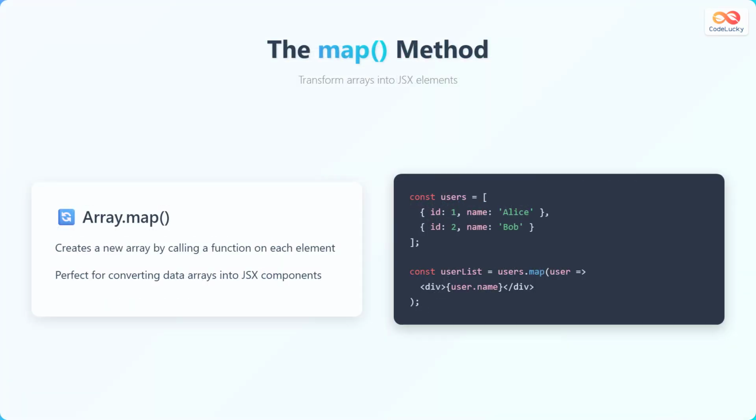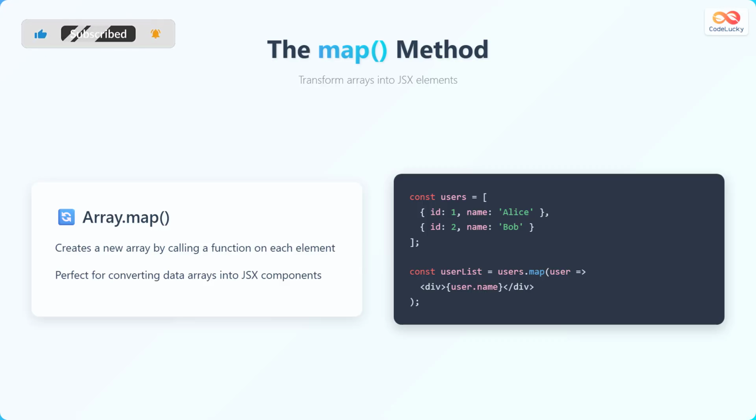Let's dive deeper into the map method in JavaScript. The map function is a powerful tool for transforming arrays into JSX elements in React. It creates a new array by calling a function on each element in the original array. This is perfect for converting data arrays into React components that you can render in your user interface.